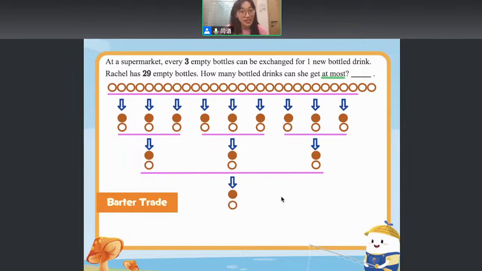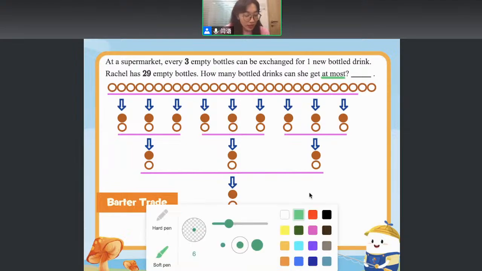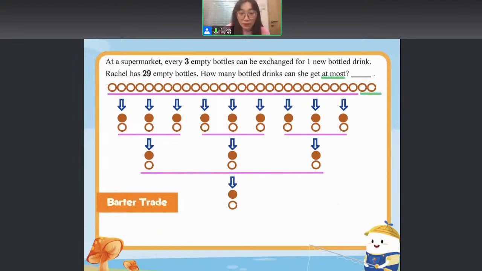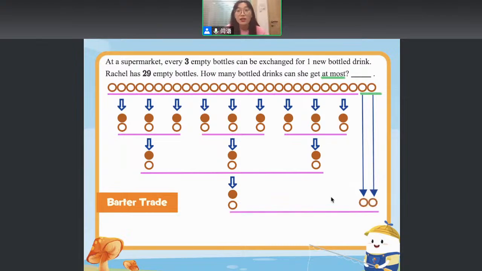Is this the end? Be careful, everyone, you see. At the very, very beginning, can you see that? We still have 2 empty bottles, right? So here, look, we can just put them together to exchange for a new bottle drink. Okay, another one.